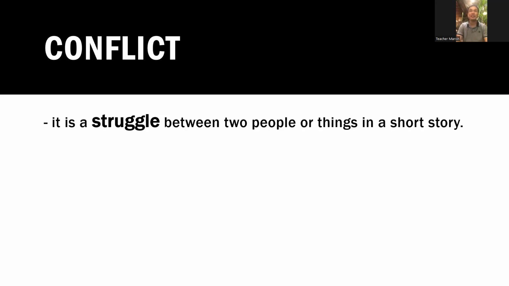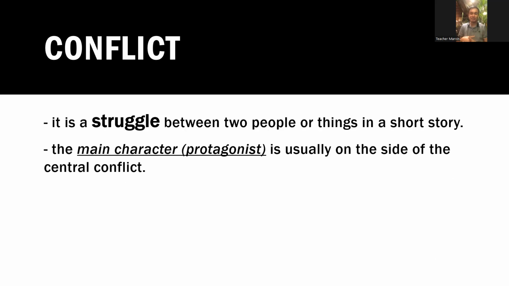Sometimes here you can see the protagonist and the antagonist. So what do you mean by that? Actually, a protagonist is the main character, and the antagonist is like anti the main character. Actually, a story cannot be an effective story without a conflict, without the antagonist. And usually, the main character or the protagonist is on the side of the central conflict. It is where you can see the whole story evolving and revolving.